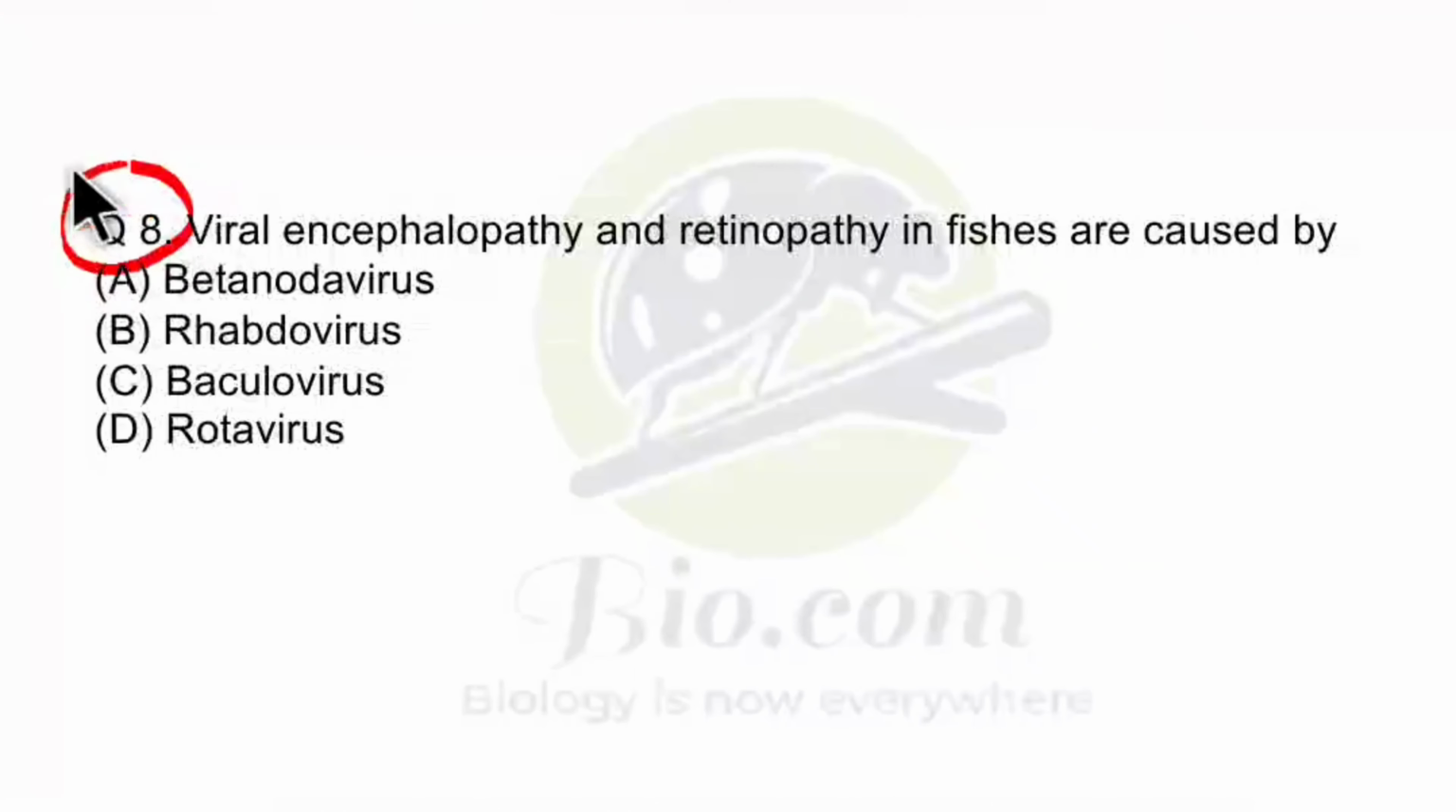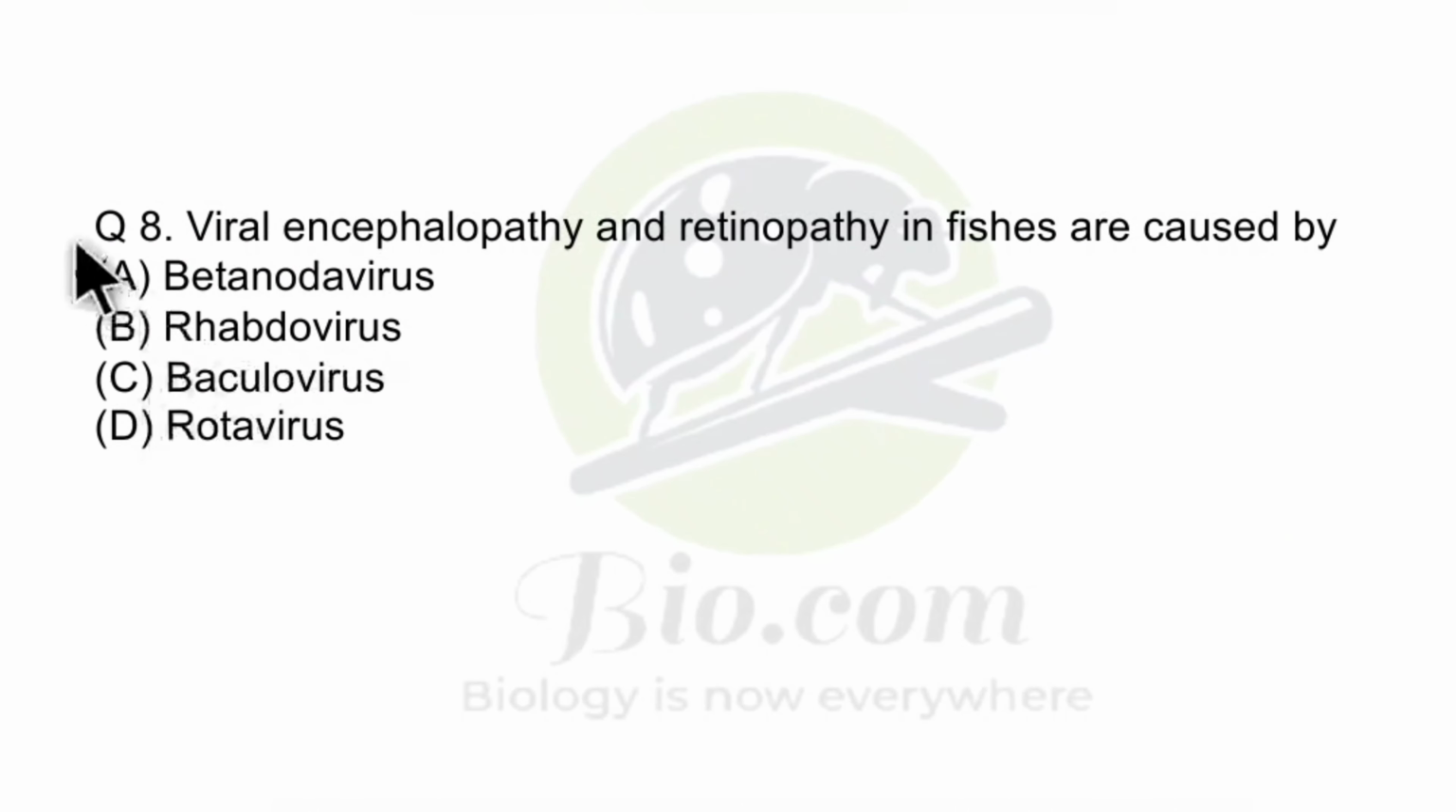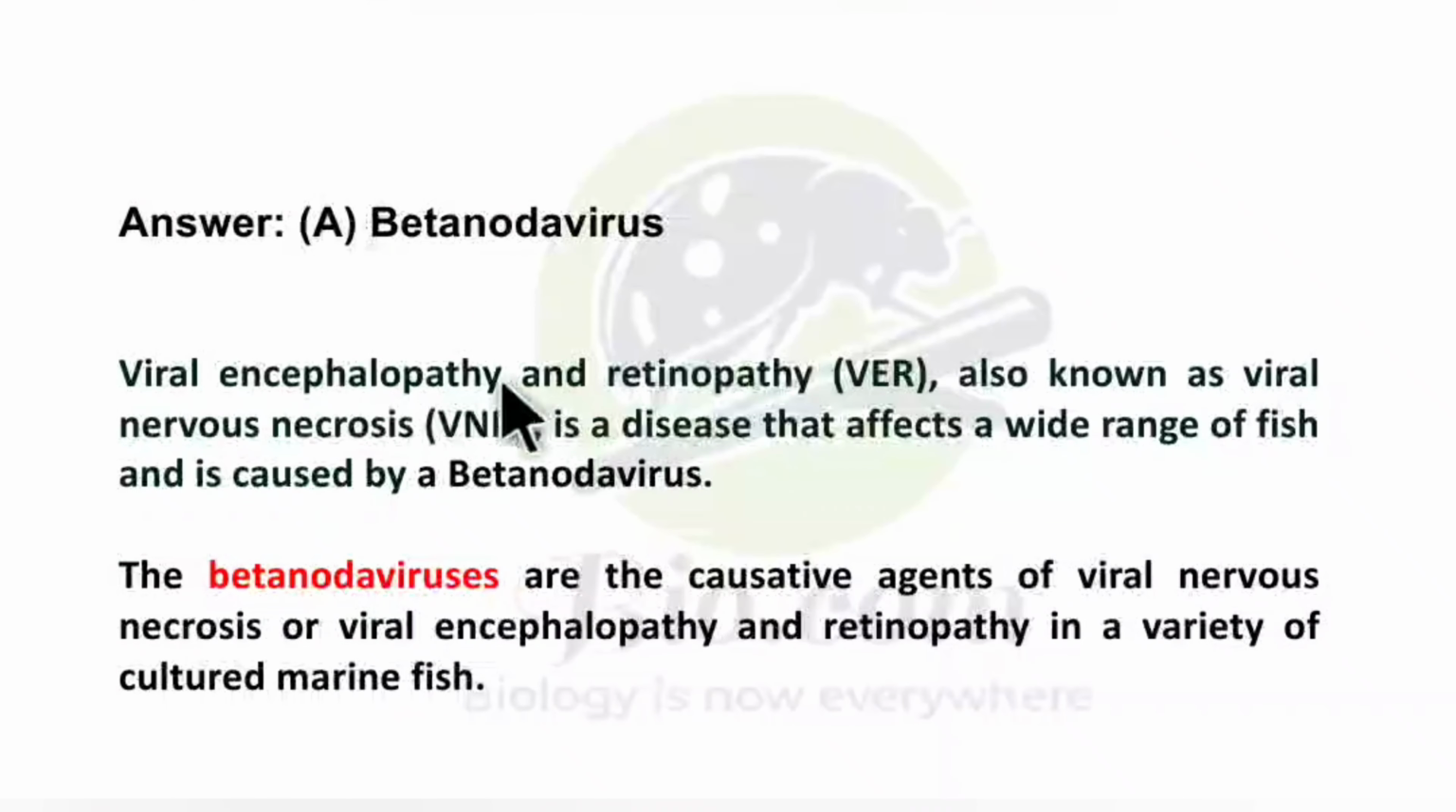Now question 8: viral encephalopathy and retinopathy in fishes are caused by. Is it a betanodavirus, rhabdovirus, baculovirus, or rotavirus? You have to mention which of the options is correct, which is responsible for viral encephalopathy and retinopathy. So the correct answer is betanodavirus.